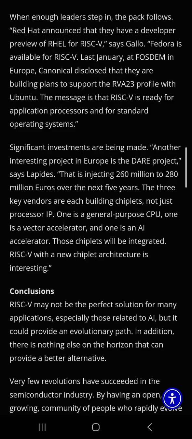Significant investments are being made. Another interesting project in Europe is a project with an injection of 260 million to 280 billion euros over the next 5 years. The three key vendors are each building chiplets, not just processor IP. One is a general-purpose CPU, one is a vector accelerator, and one is an AI accelerator. Those chiplets will be integrated. RISC-V with the new chiplet architecture is interesting.